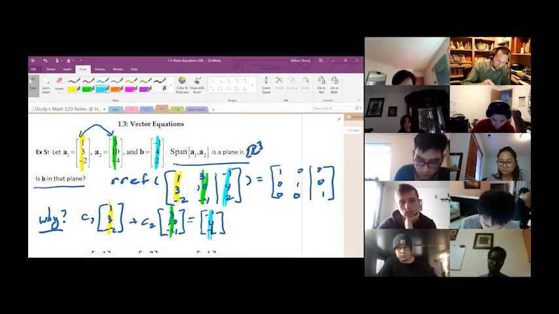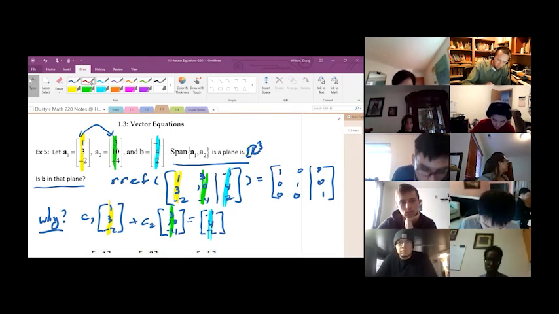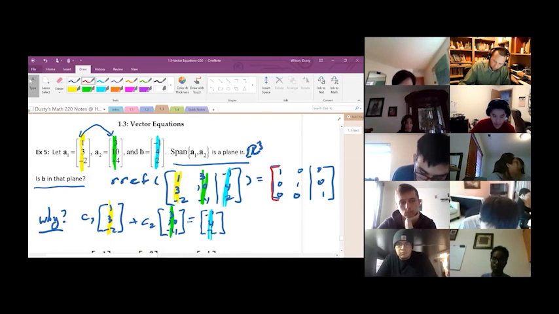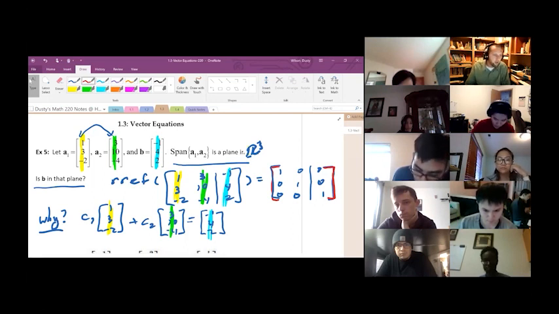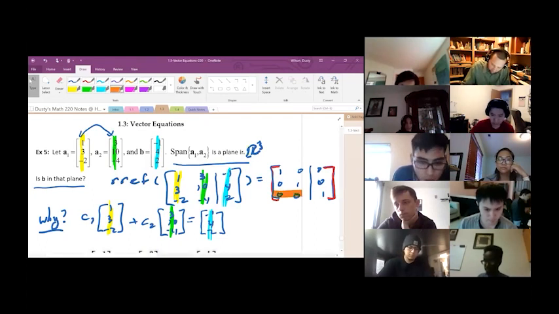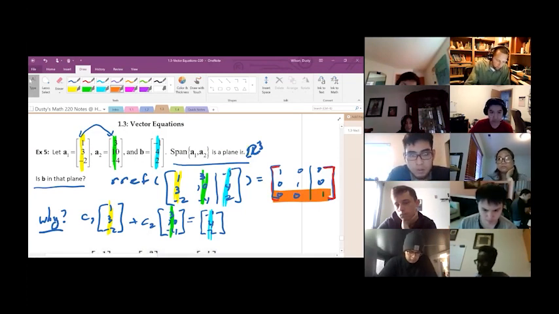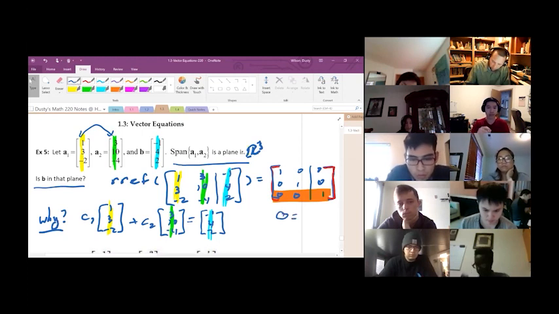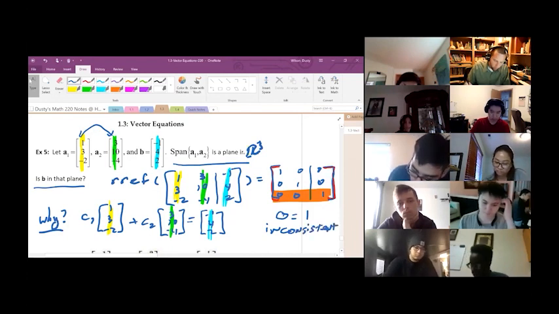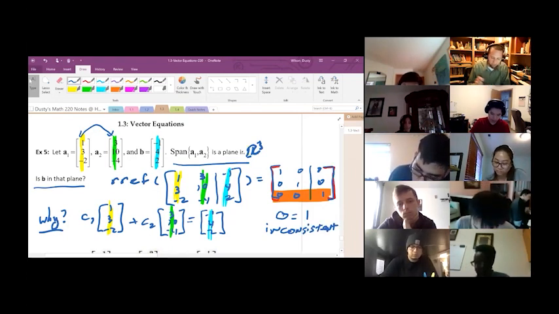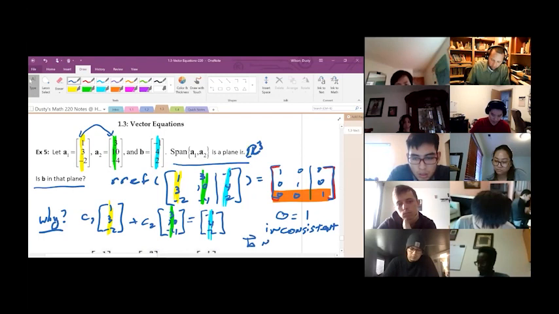So the question is, how do we interpret this row reduced matrix at the end? From Andrew, it's no solution, right? Because of the third row being 0, 0, 1. Like Andrew says, if you focus in on that last row, this tells you that 0 equals 1, which tells us that the system is inconsistent. In our case, the question was, is B in that plane? So we would say B is not in the plane.